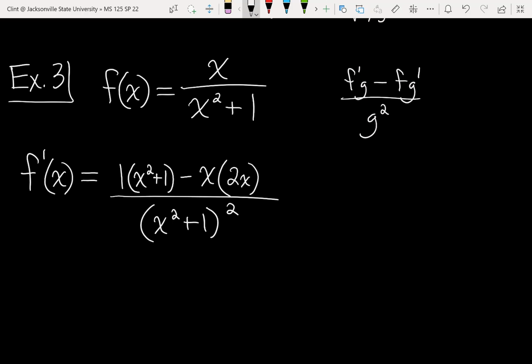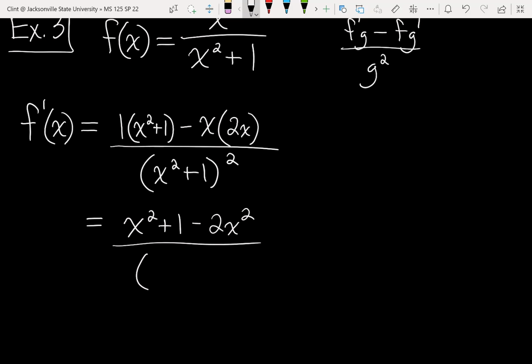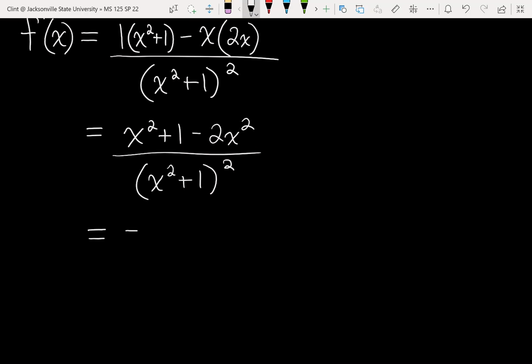Not as bad as you may think it would be. Let's simplify a little bit. I'm still not going to multiply the bottom out because we don't have to. But this is when you probably make your life easier by simplifying some. Okay, so let's go one more. We got like terms to combine. So we got negative x squared plus 1 over x squared plus 1 squared. There's our derivative.